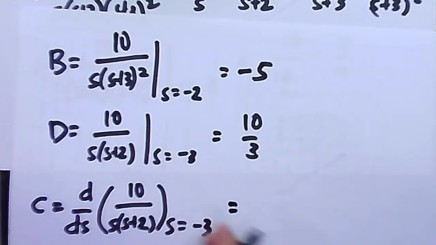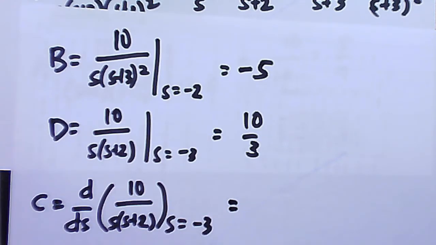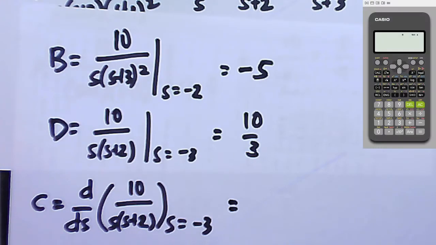Pagka ganito yung problem, pwede nyo itong i-direct sa calculator. We will have the derivative of 10 over x times x plus 2, when x is negative 3. Okay, so basically negative 3 na.